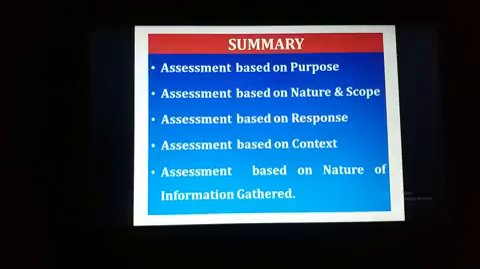Assessment based on purpose, formative, summative, then prognostic, diagnostic, then norm referenced and criteria referenced assessment. This is a very simple process. So these points will help you to understand the categorization process of assessment, or it will make it easy on the part of the learners to make a category of assessment in different situations by referring to all these points.